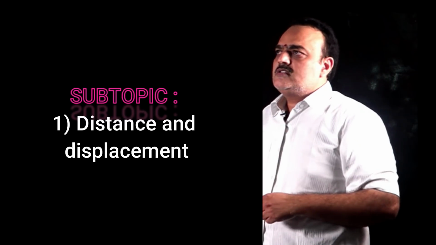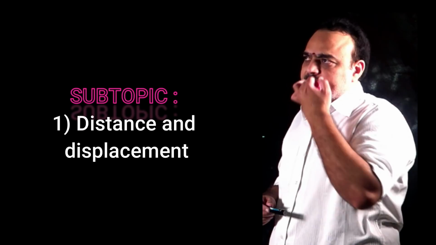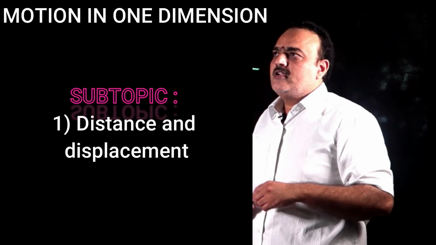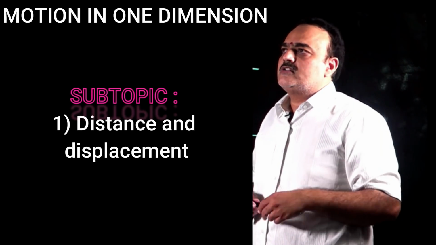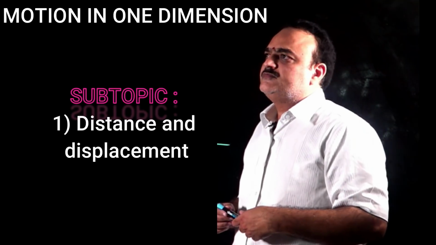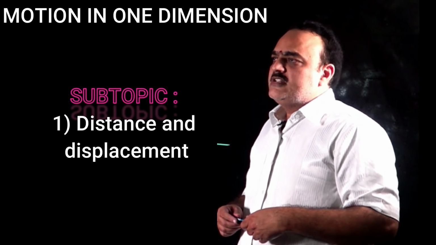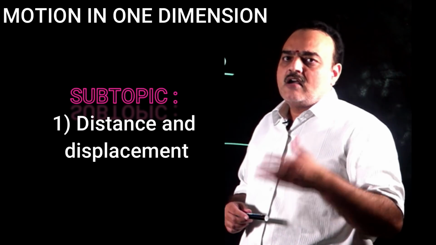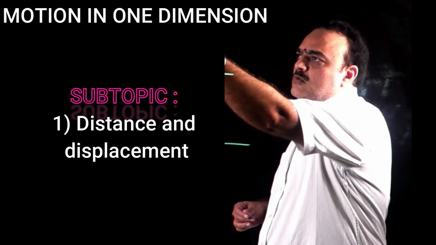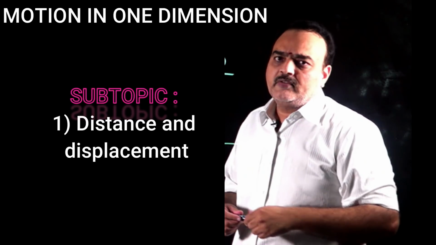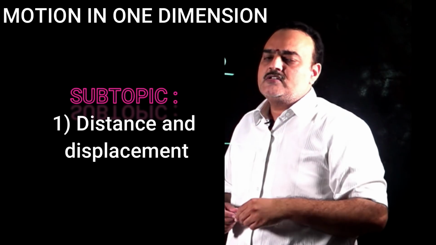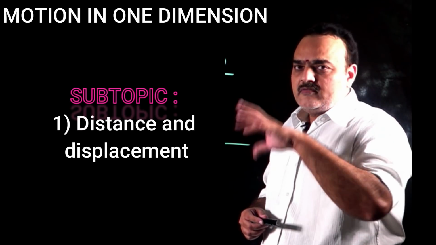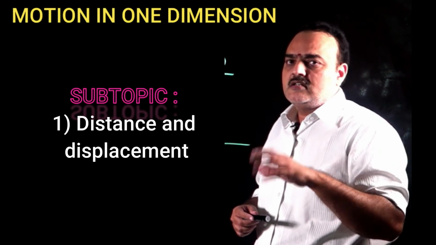Now, distance and displacement is the first subtopic. That means you need to calculate the distance traveled by a body and the displacement of the body on different occasions. Suppose it is moving along a circular path, you may be asked to calculate the distance when it covers half of the circle and the displacement when it covers half of the circle. That is how you need to practice distance and displacement. First you study the definition of distance and the definition of displacement, and then go for the various occasions where you need to calculate distance and displacement.